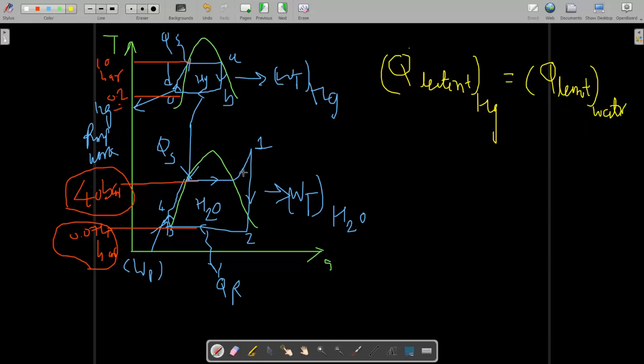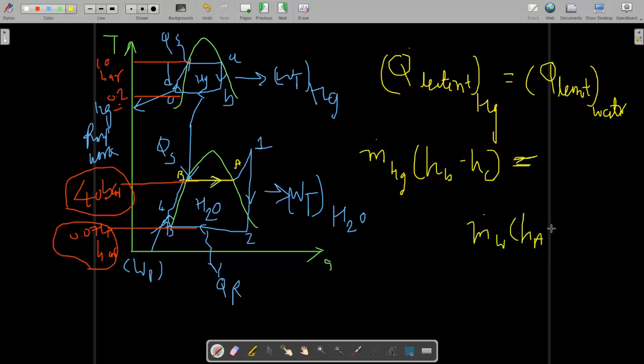is used to supply the latent heat of water. Okay, so here I can write point a, and this is the point b. So this much amount of latent heat we have to give to change the phase, not raise the temperature, to change the phase from liquid to vapor at 40 bar. So we can write this latent heat as mass flow rate of mercury into enthalpy at b minus enthalpy at c, is equal to mass of water into Ha minus Hb.